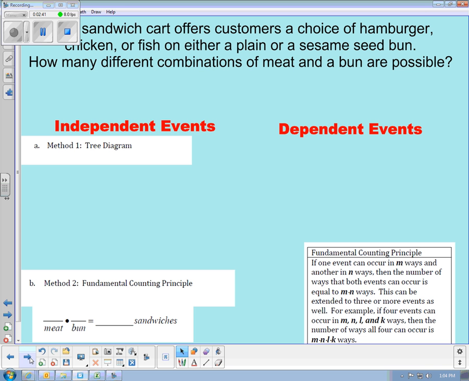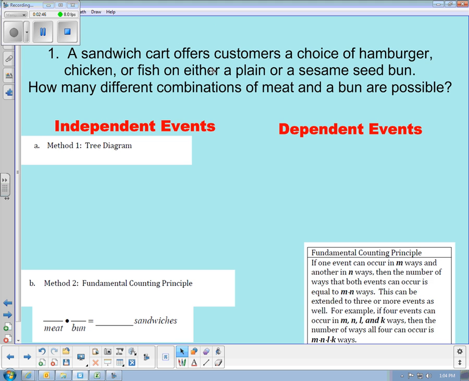Let's take a look at example 1. It says a sandwich cart offers customers a choice of hamburger, chicken, or fish on either a plain or sesame seed bun. How many different combinations of meat and bun are possible? So we can make a tree diagram of this. This is one way that we can figure that out. If I make a tree diagram, that means I'm looking at the type of meat. I either have hamburger, chicken, or fish. So I would have hamburger, chicken, fish. And I also want to look at the type of bun.